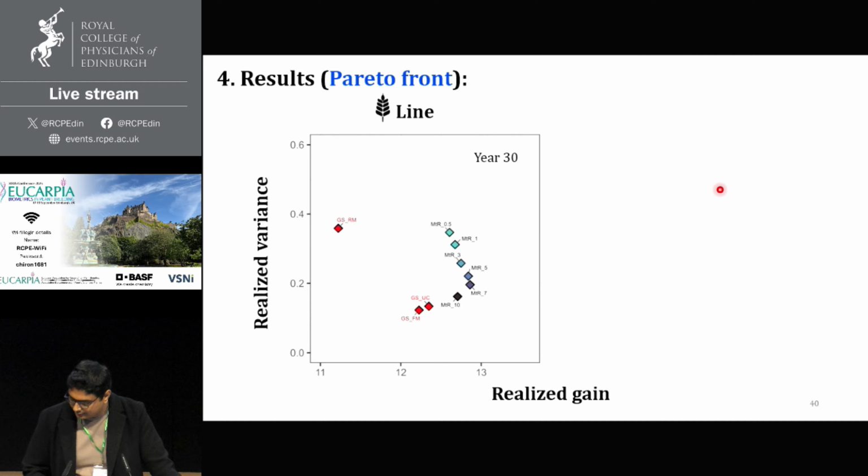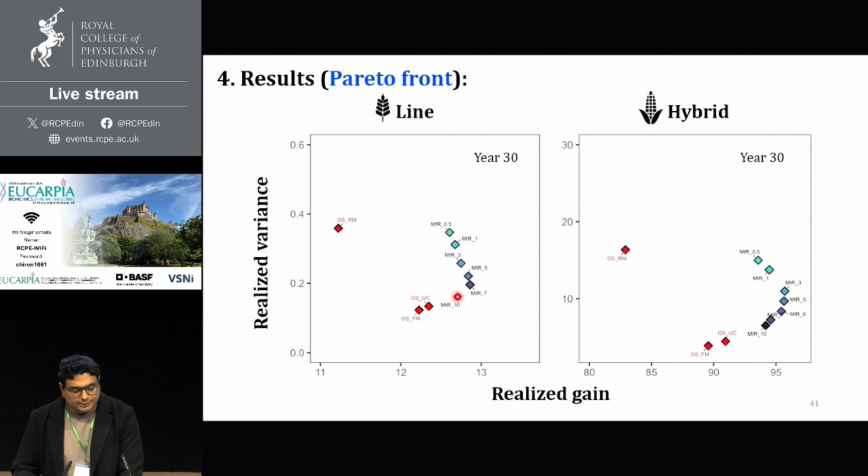We have done the same, simulating the different scenarios. And you can see here the trade-off in the final year, where genomic selection with random mating was suboptimal for gain, but it was very good for diversity. In contrast, the two truncation mating scenarios achieved relatively higher gains at the expense of depleting more variance. And in the middle, you can see the different solutions with probability values ranging from 0.5 to 10%, with 0.5% being the most diversity strict.